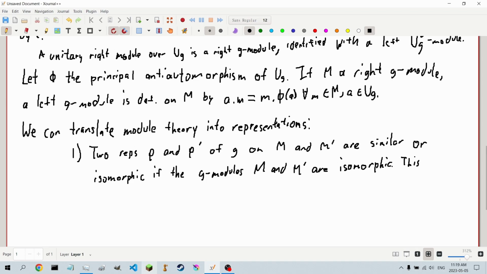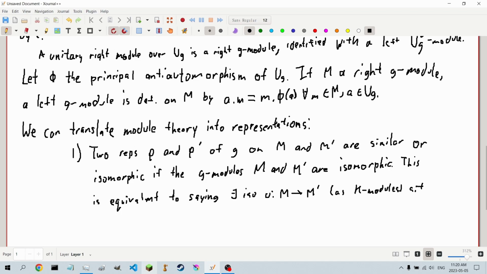This is equivalent to saying there exists an isomorphism U of the K module M to M prime such that rho prime of X, the representation of X on M prime, is equal to the representation of X on M through a change of basis by U.